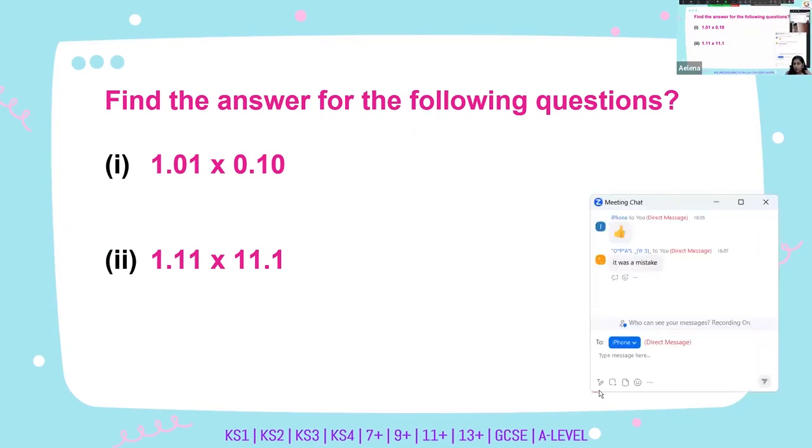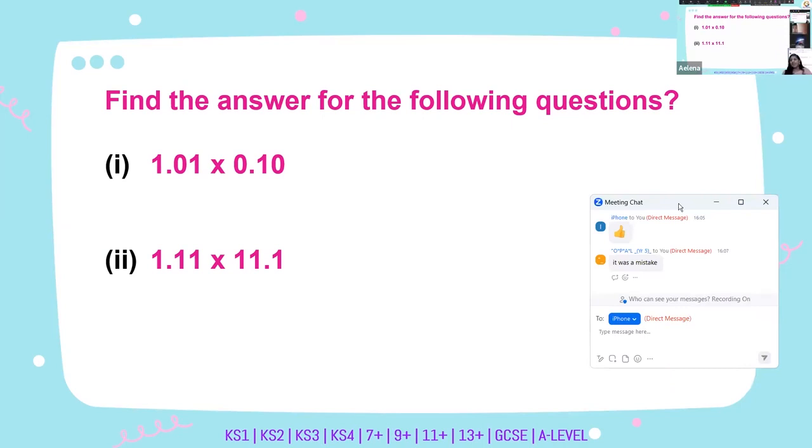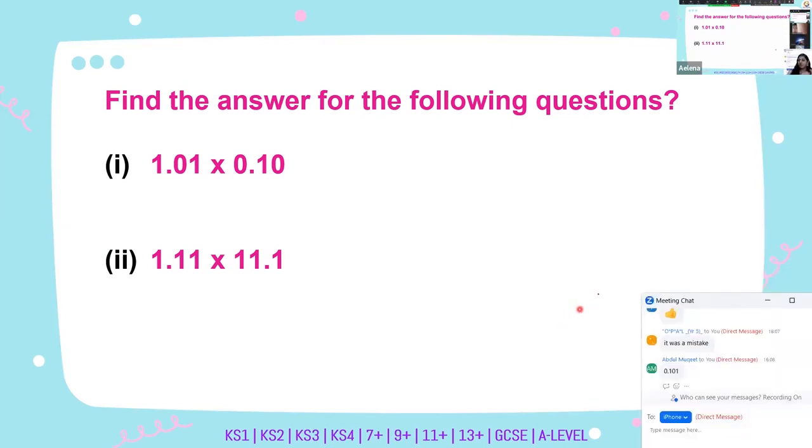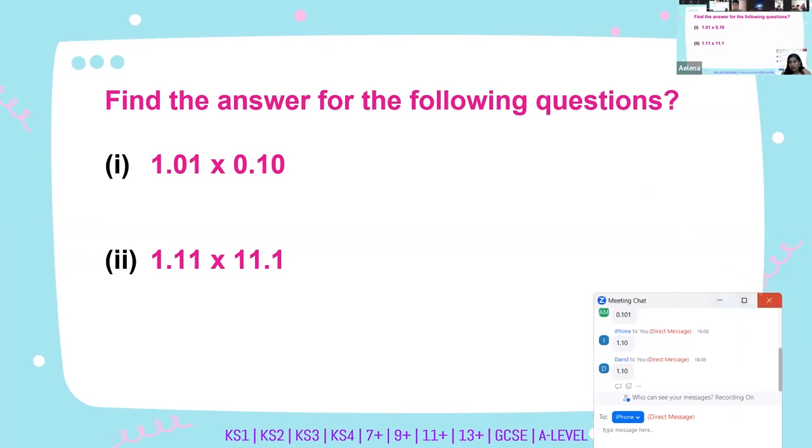Let me just take it in a smaller size so that you guys are not able to see the chat box. So tell me, if I keep the chat box behind me like this, are you guys able to see the chat box? Say yes or no. Okay, Abdul says yes. All right, you're able to see the chat box. Okay, I've received answers from you guys. All right, let's discuss them.